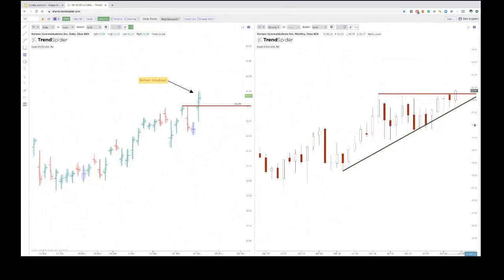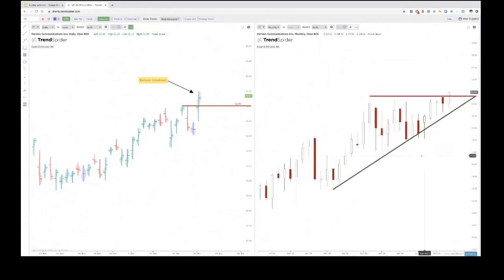As Arun mentioned, it just looks like you can almost pull up any chart and put it on the monthly or the weekly, and you're going to see a very similar story. I think that's kind of what we're seeing.